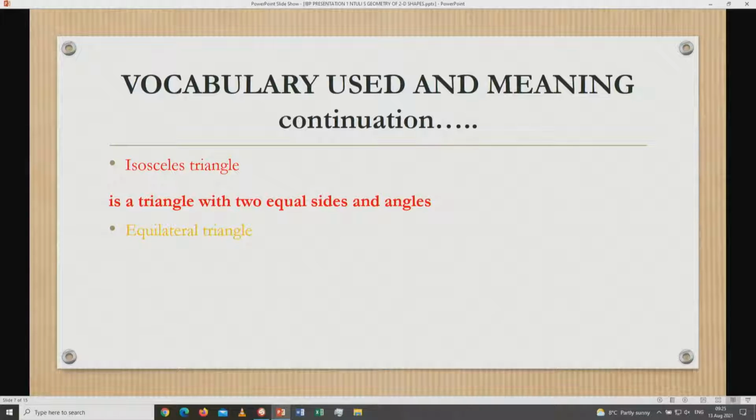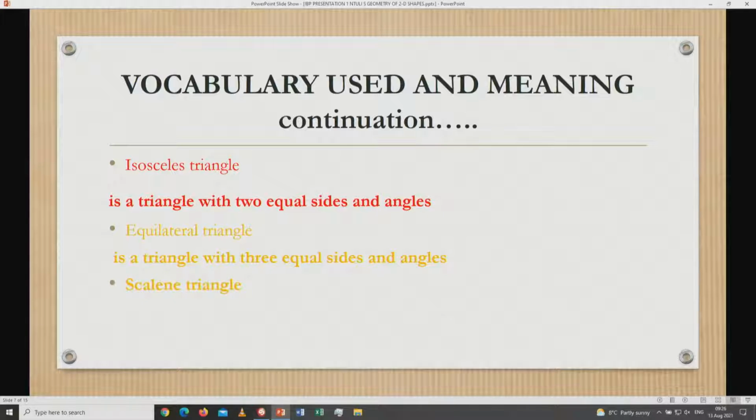And then we have what we call equilateral triangle. What is an equilateral triangle? An equilateral triangle is a triangle with three equal sides and angles. All three sides must be equal first, and the angles inside that triangle must also be equal. Say, for example, if the length of one side is 5 centimeters, now all three sides must be 5 centimeters.